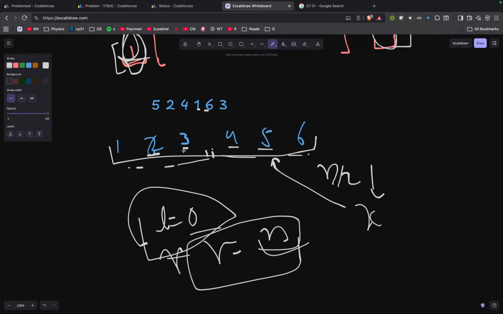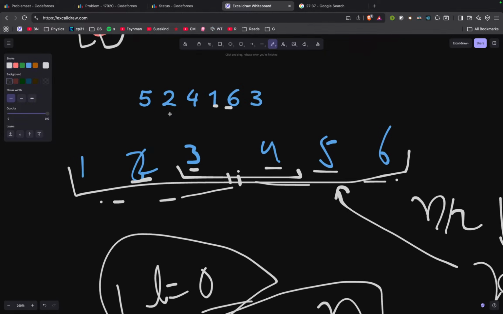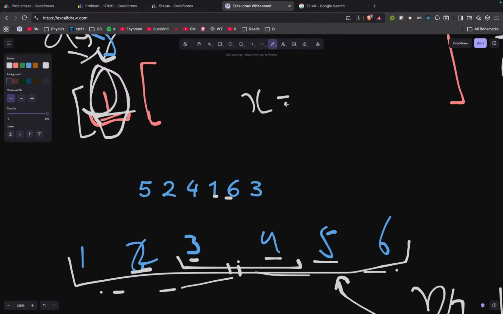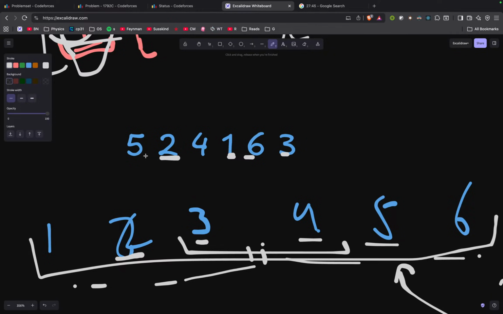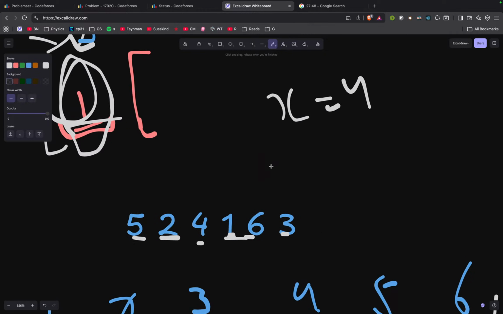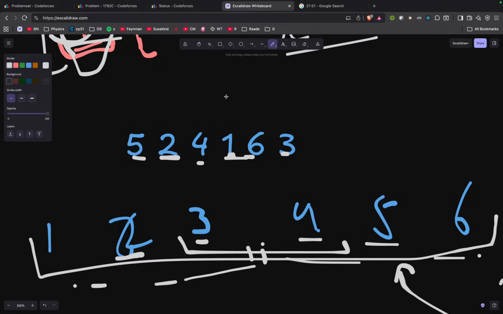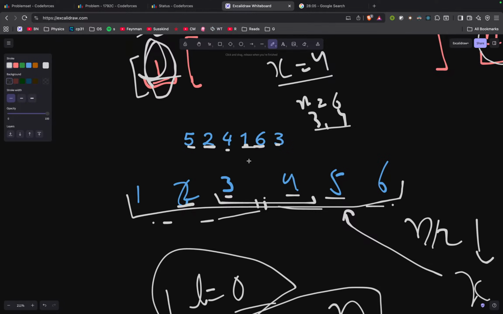What we do know is we have to begin from the middle. Let's say x equals 4. Can we convert this thing into an ascending array using 4 operations? Here we know that n is 6. So we want first of all 3 and 4 in the middle. We will just look at their order.